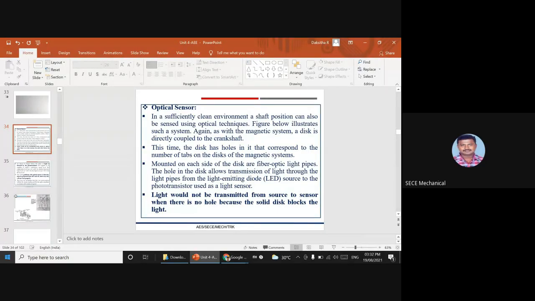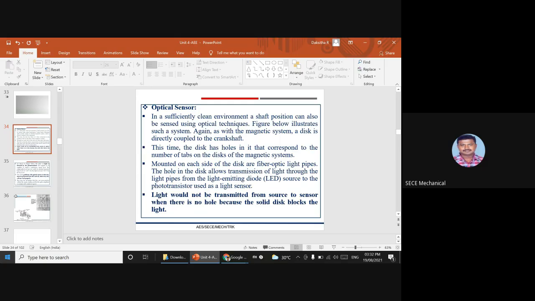In an automobile we have a sensor whose purpose is to identify positions. The position sensors activate when an object interrupts a light beam. For that purpose we use these optical sensors. In a sufficiently clean environment, shaft positions can also be sensed using optical techniques. Here we have some figures, so we can see how it works.